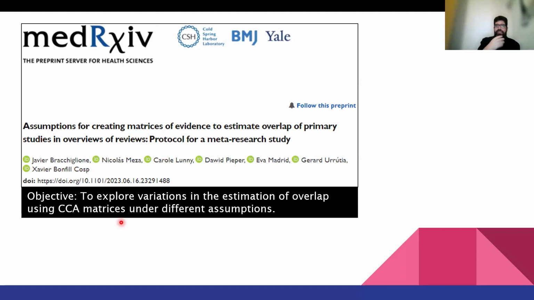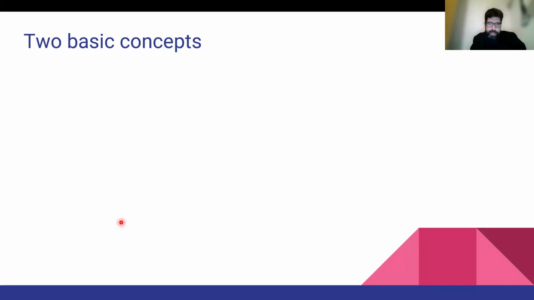So we want to explore the variation in the estimation of overlap using CCA matrices under different assumptions. What are we referring to with this? And we think this is what authors should be reporting in the future.